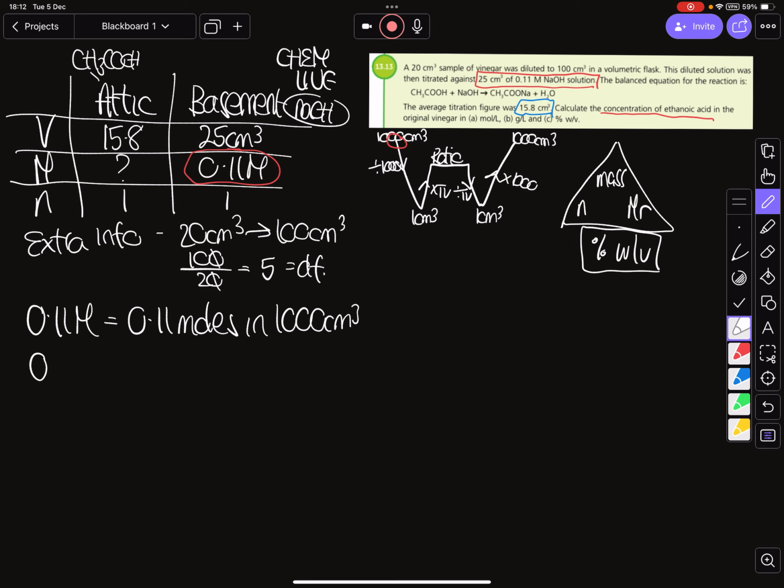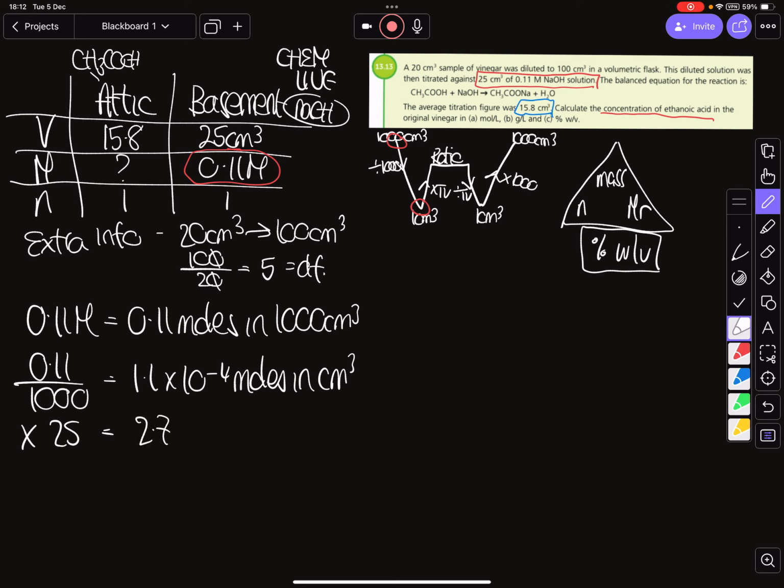The next thing that we do is we divide 0.11 by 1,000. So when we do that, it is going to give me 1.1 by 10 to the minus 4 moles in a centimeter cubed. Brings me to here. We now go up to find out what's in our titer volume, so we multiply it by 25. When we do this, we get 2.75 by 10 to the minus 3 moles in 25 centimeters cubed, and that is one of our titer volumes.